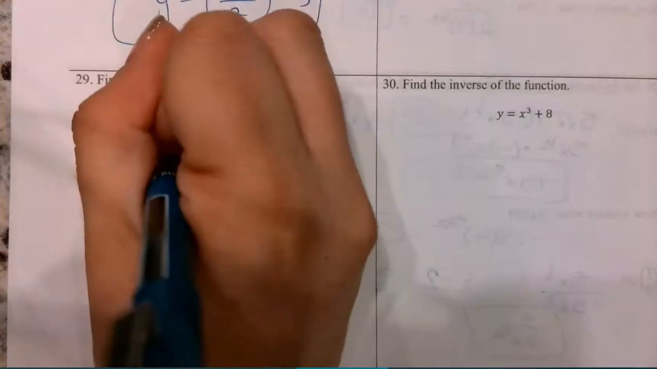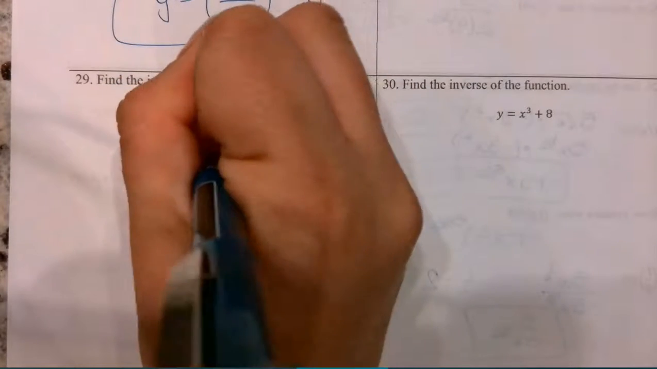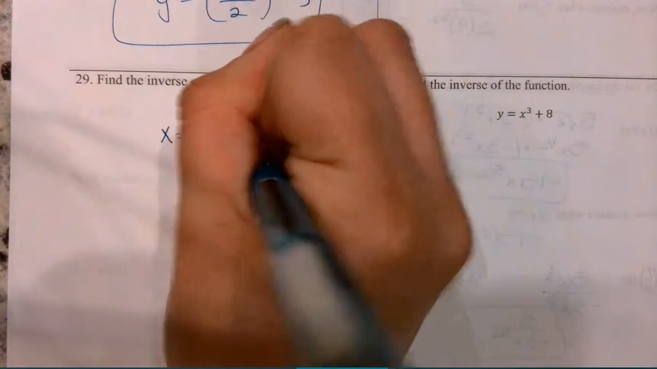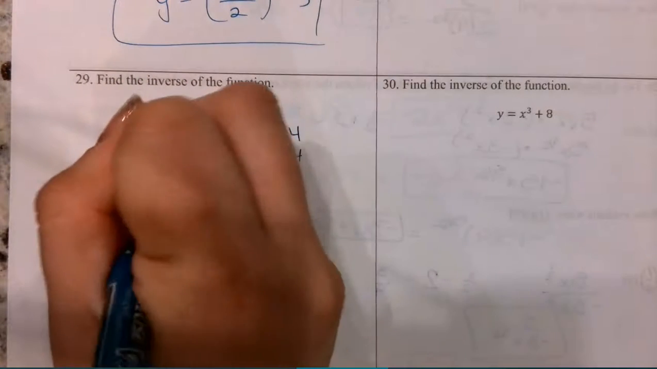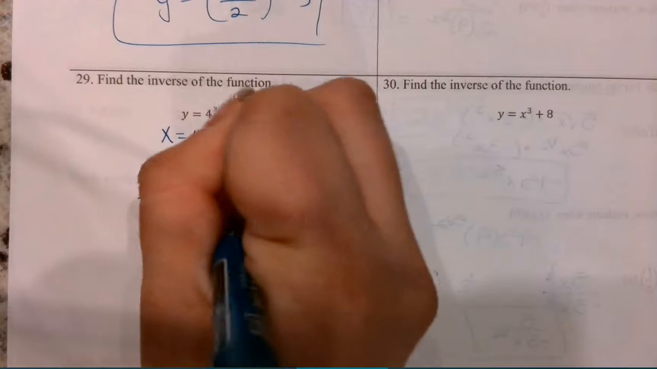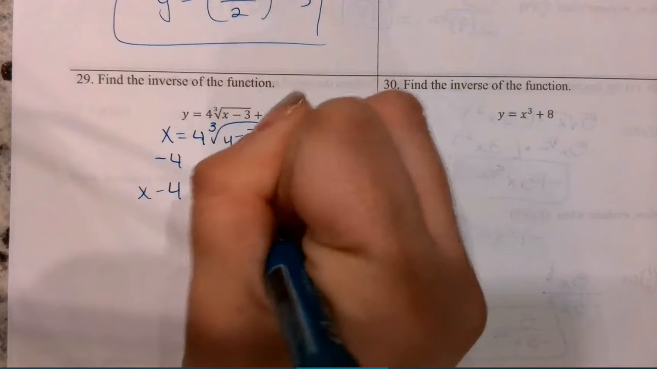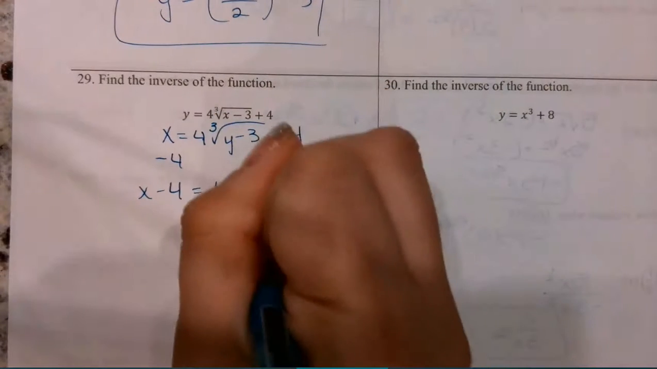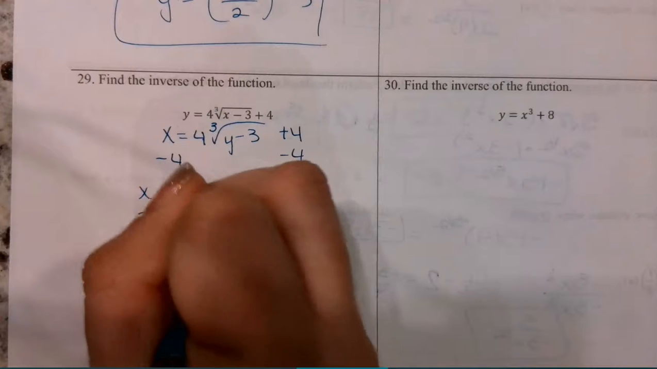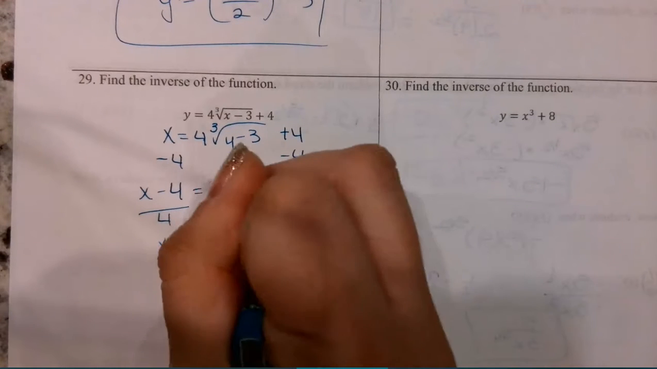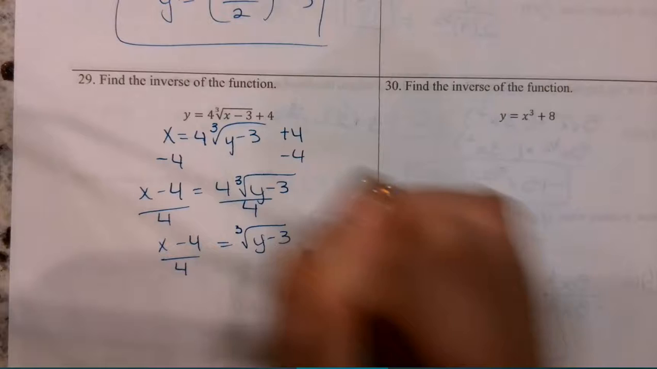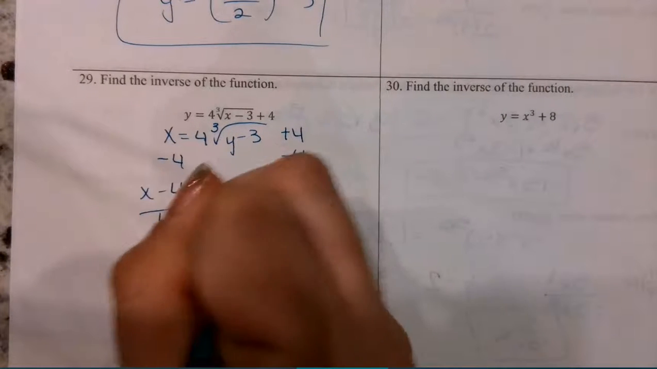Down here, switch my variables. I have x equals 4 cube root y minus 3 plus 4. Start by subtracting 4 on both sides. X minus 4 equals 4 cube root y minus 3. Divide both sides by 4. I have x minus 4 over 4 equals cube root y minus 3. Then I want to cube both sides.